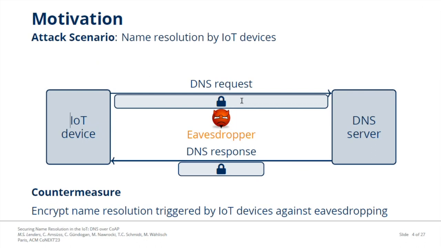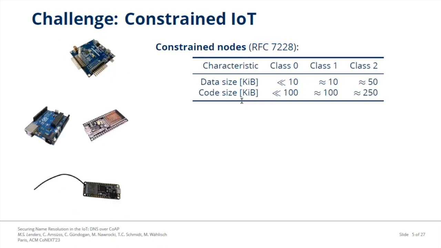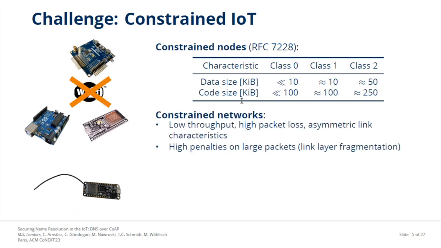So a countermeasure to that is, of course, to encrypt the name resolution against eavesdropping and making the eavesdropper very sad. The challenge, however, is that we are working with constrained devices. So we are not working with voice assistants or smart fridges or not even the Raspberry Pi. We are working with nodes that only have a few kilobytes of RAM and ROM. So your Arduinos, your ESP32s, or your Adafruit Feathers. And we're not working with Wi-Fi. We're working with constrained networks, which are characterized by low throughput, high packet loss, and asymmetric link characteristics, which means that we have high penalties on large packets.